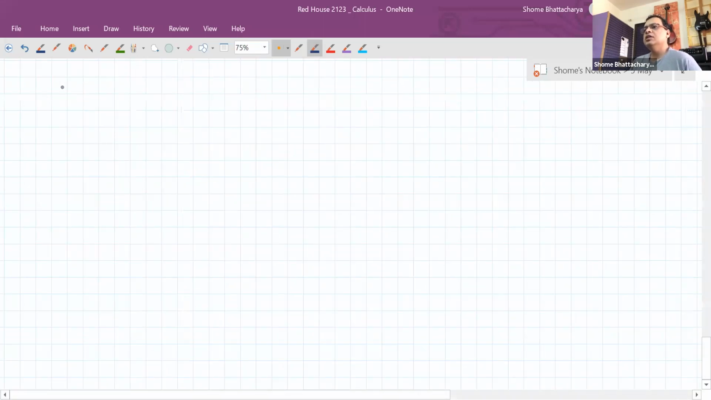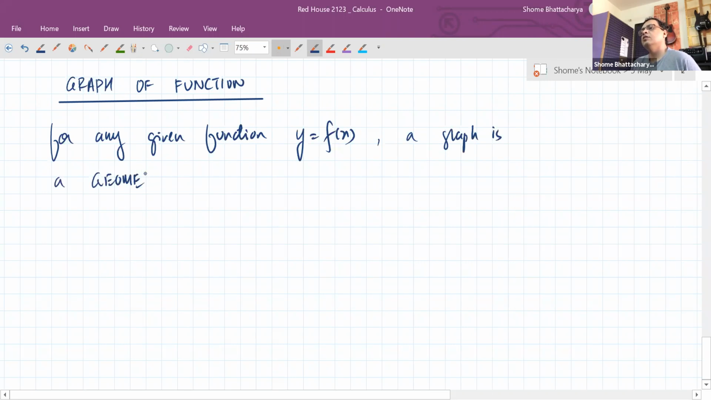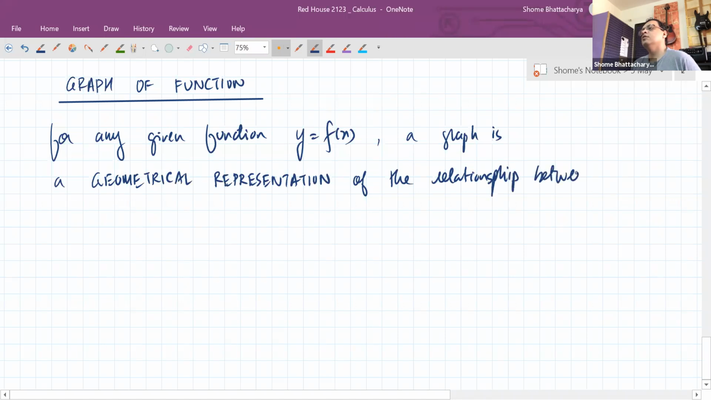Okay. So now the other thing is, let's understand what is a graph of a function. So you can say a graph is a geometrical way of representing a function. Okay. So for any given function, y is equal to f(x), a graph is what we call a geometrical way to understand it, or a geometrical representation of the relationship between y, which is the dependent variable, and x, which is the independent variable.